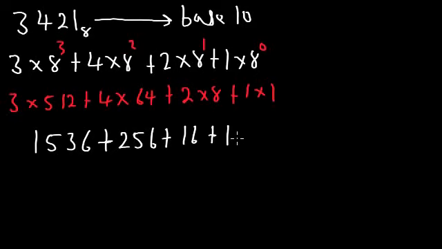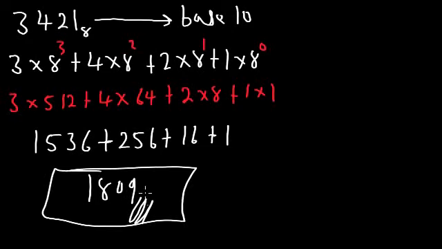So finally, I'll just add everything up. 1,536 plus 256 plus 16 plus 1. So that ends up being 1,809. Okay, and this is the final answer to this problem. And that's how to easily and mentally deal with problems involving octal system being converted to decimal system.